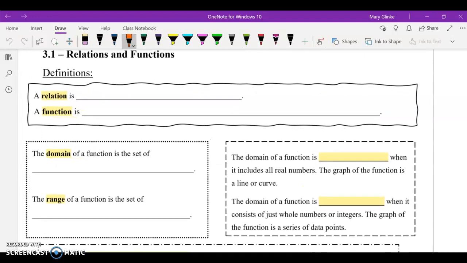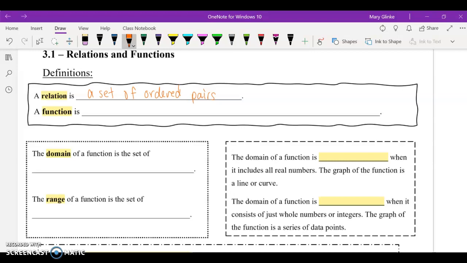A relation is going to be a set of ordered pairs. So you'll have an input, an output, an independent, and a dependent value. It's basically any set of points or any graph that has an x and a y.